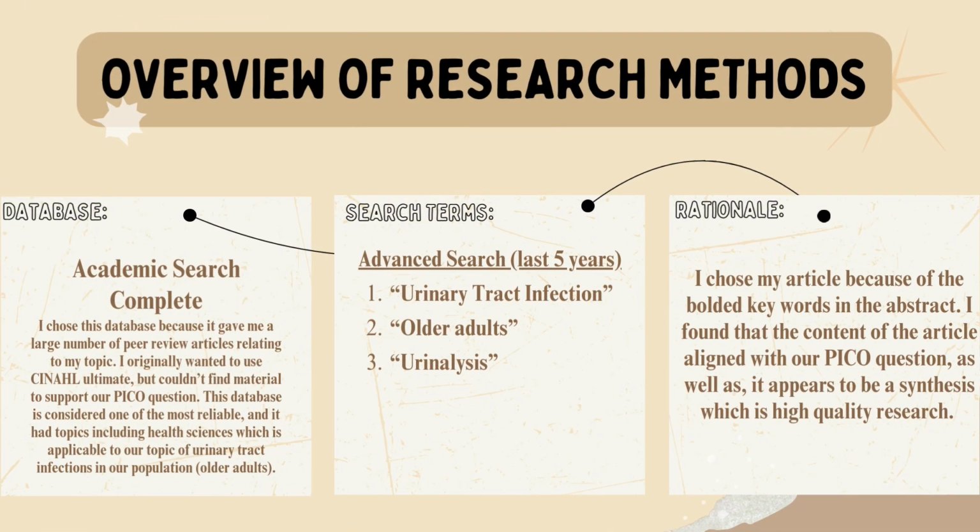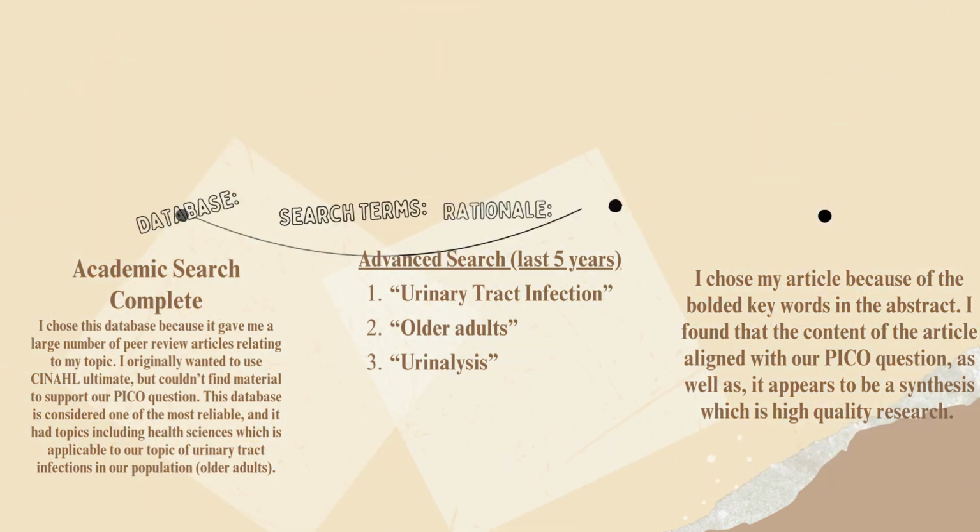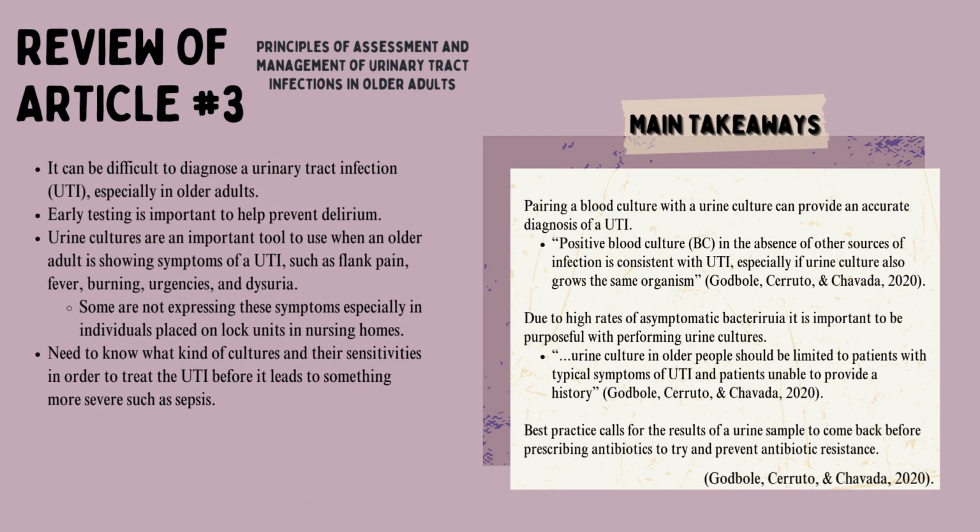For Article 3, the database I used was Academic Search Complete. For search terms, I used urinary tract infection, older adults, and urinalysis. The rationale for the article was that I found the content of the article aligned well with the PICO question, and it appeared to be a summary, which is high quality research. So, for some key points in Article 3, early testing is important to help prevent delirium.